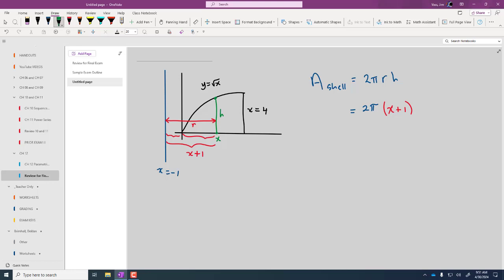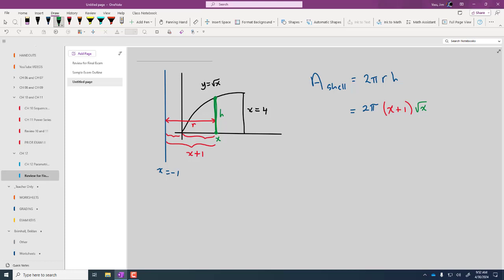And then how about the height? If we're doing a vertical distance, it's going to be the upper y minus the lower y. The upper y is square root of x. The lower y is 0. The upper curve is y equals square root of x. The lower one is y equals 0, so it's root x minus 0, so just root x. That'll be the height. So now we have the area of the shell at a random x.